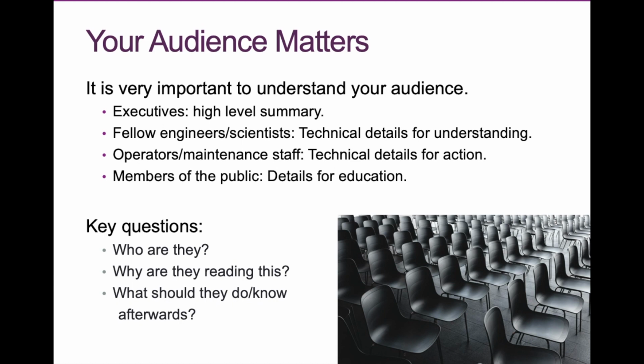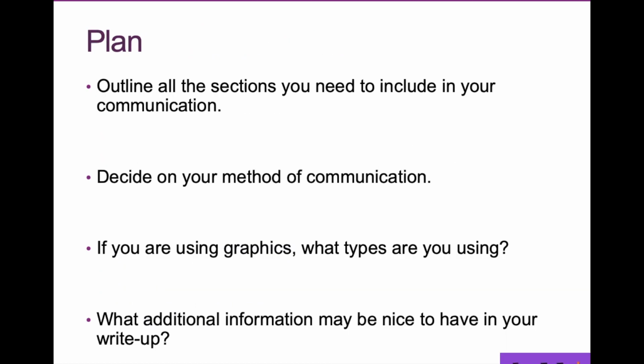So when you understand that, then it becomes easier for you to pick what you need to do, pick the type of communication you're using and who you are writing for. So you then start a plan. For you to plan, you have to outline what sections you need to include in your communication. Depending on who your audience is, you would know what sections they need to have in the communication. Then you decide on your method of communication.